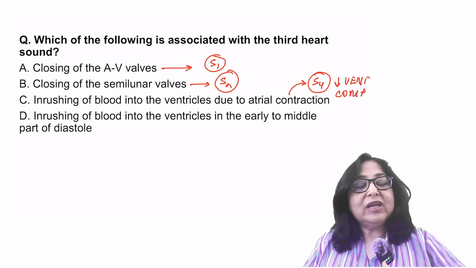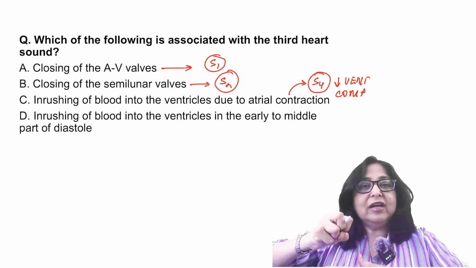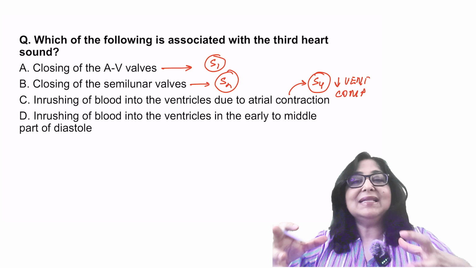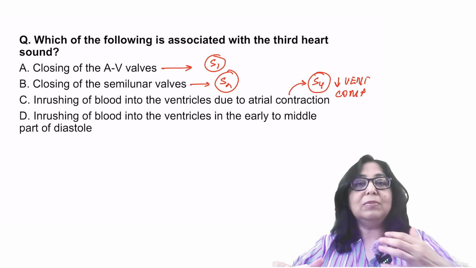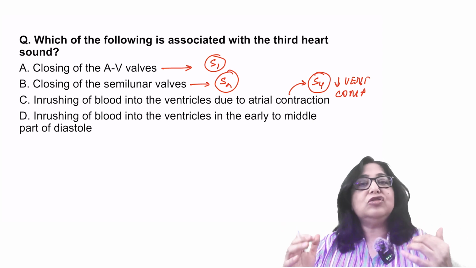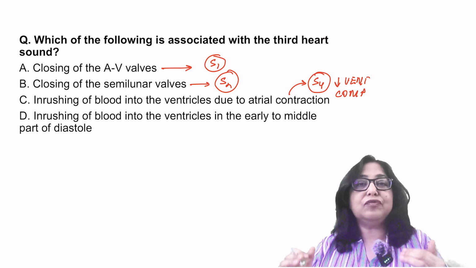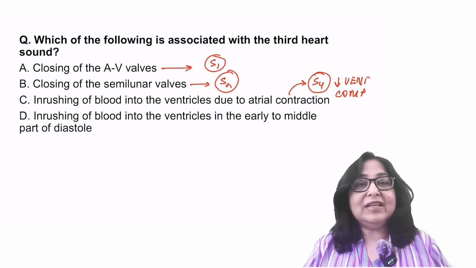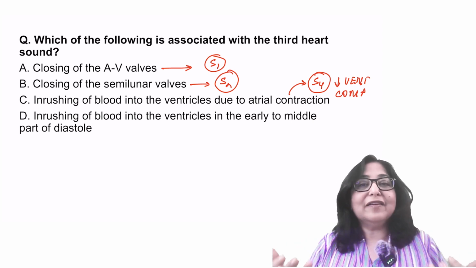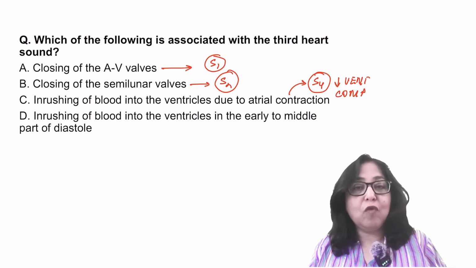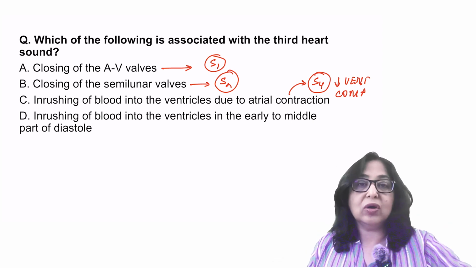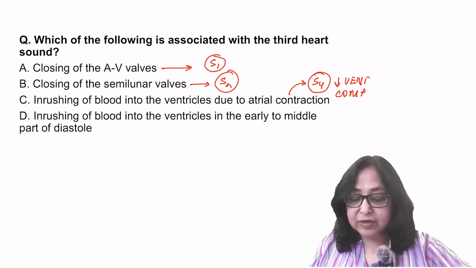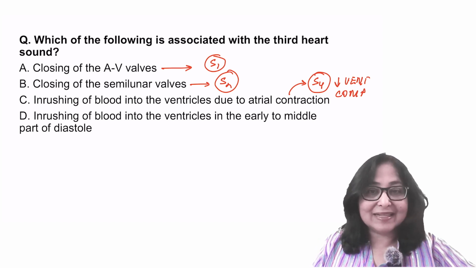What do I mean by ventricular compliance? See, when the atria contract and blood goes into the ventricles, the ventricles must expand to accommodate this blood. If the ventricles do not expand, if there is a decrease in ventricular compliance, it will produce a sound. With decreased ventricular compliance, for instance in cardiac failure, we can hear the fourth heart sound. Normally not heard, heard in cases of decreased ventricular compliance.